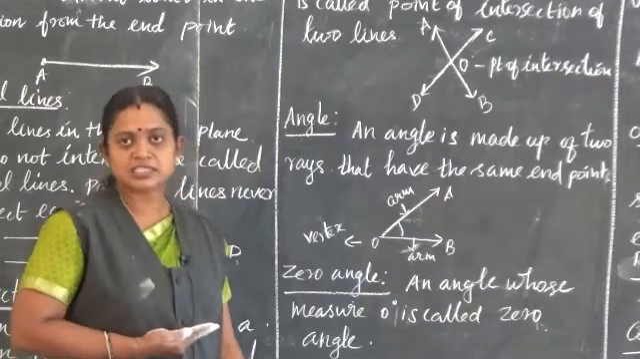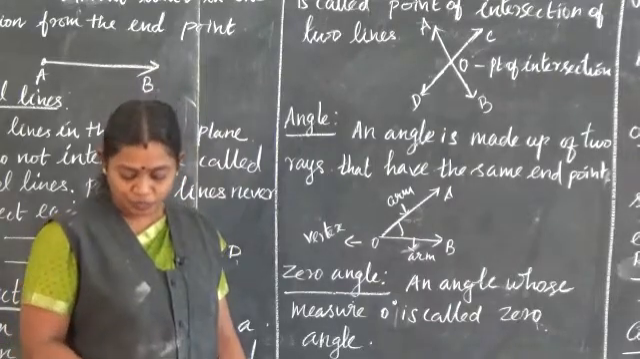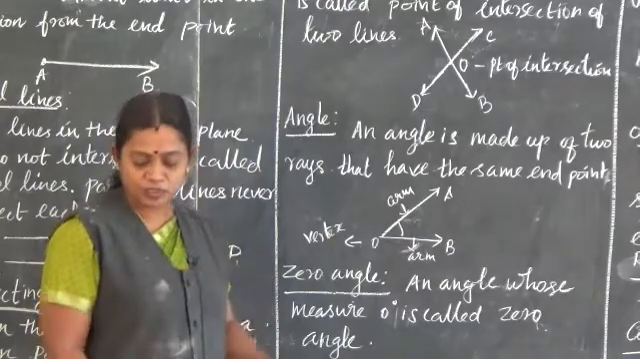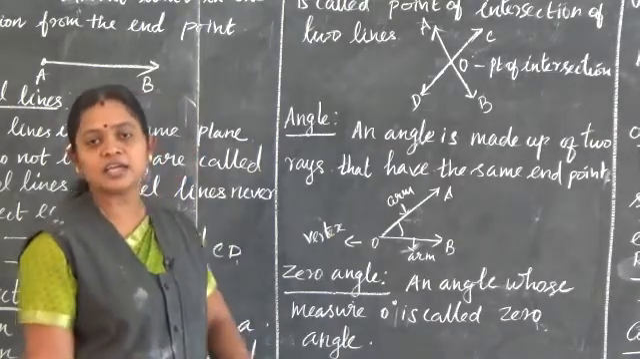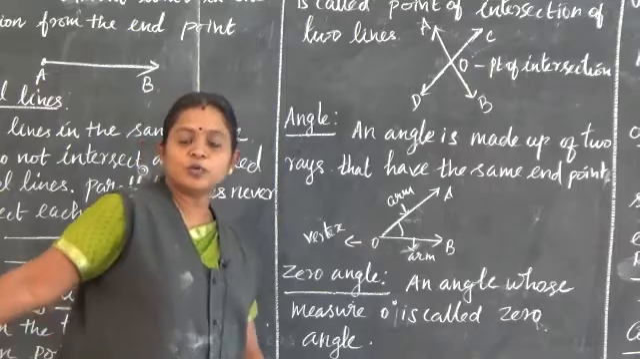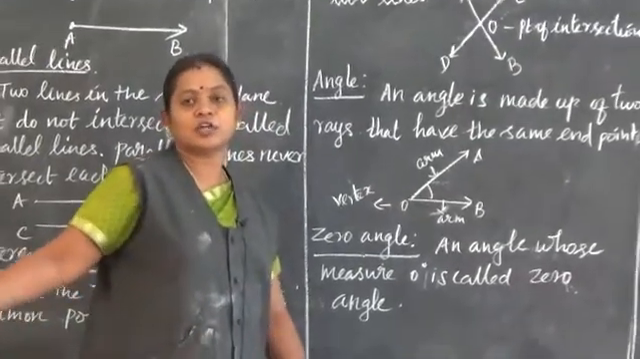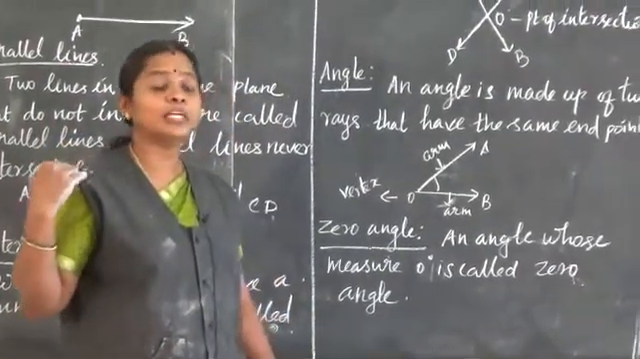If you keep your hand like this, it is a right angle. If you are moving like this, it is an obtuse angle. If you are keeping your hand in a straight way, that is a straight angle. If you are moving like this, it is a reflex angle. If you go to that end, you will get the complete angle.